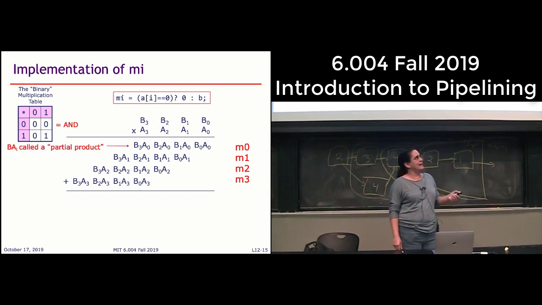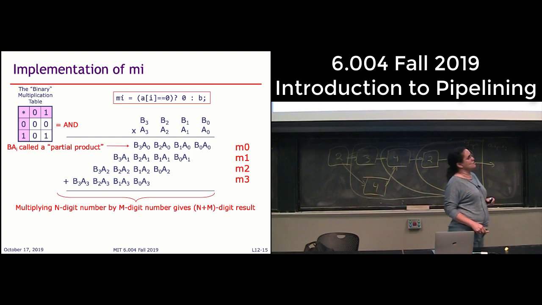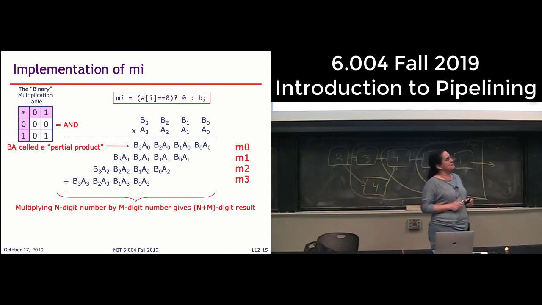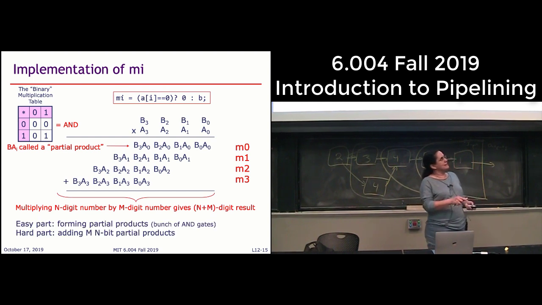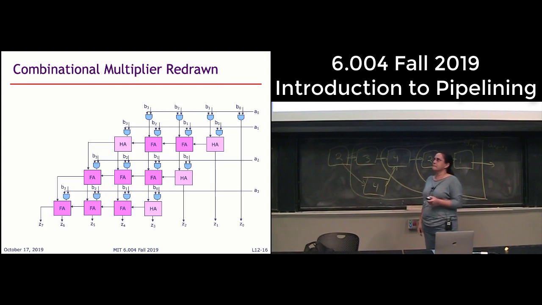And so I can produce all of these tiny little partial products by just using a bunch of AND gates that are going to produce each of these partial products. And this is telling you what's the expected length of my output. So if, in this case, we treated both inputs as being the same length, but if you have an n-bit number and an m-bit number, the expected output would be n plus m digits. And so the easy part is going to be these AND gates. The harder part is going to be, well, how do I go about adding all of these intermediate products?